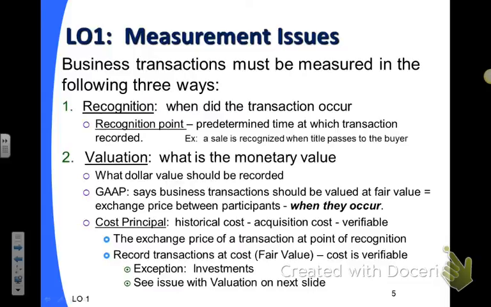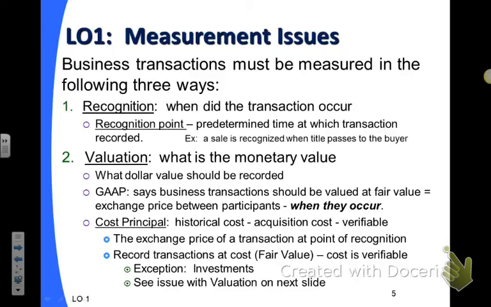In GAAP, generally speaking, we use cost as our verifiable valuation point. Typically, we use cost as opposed to fair market value or market value. The cost principle basically says that the acquisition cost is something that can be distinguished. It can be recorded. It's verifiable. So the cost principle is typically what we use as the valuation of different items.